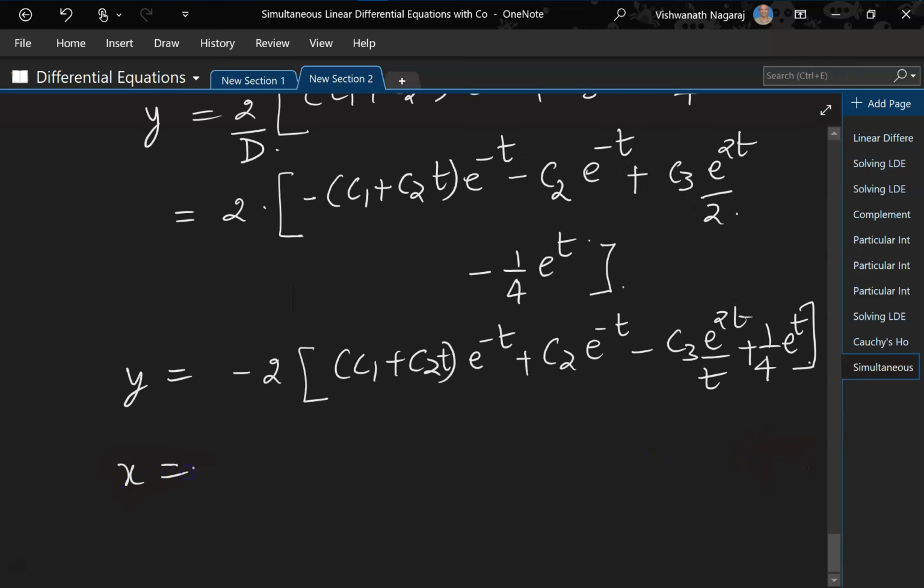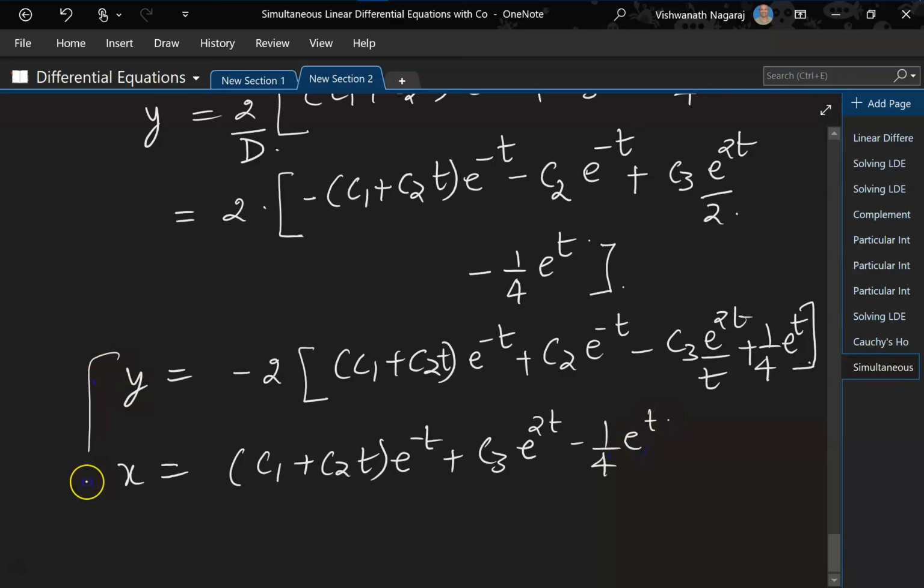And x is equal to what? x is equal to c1 plus c2t e to the power of minus t plus c3 e to the power of 2t minus 1 by 4 e to the power of t. So this is the solution.